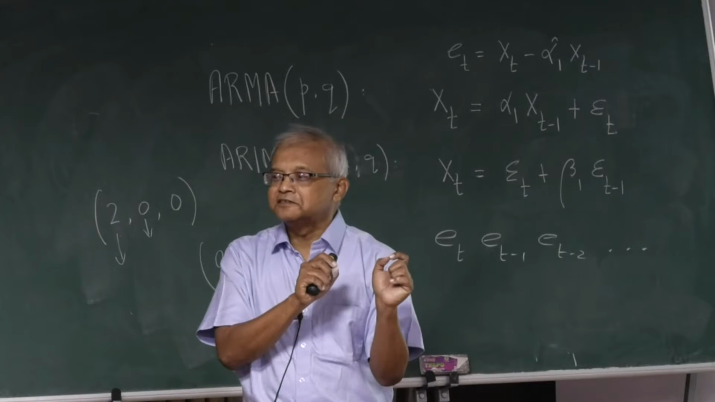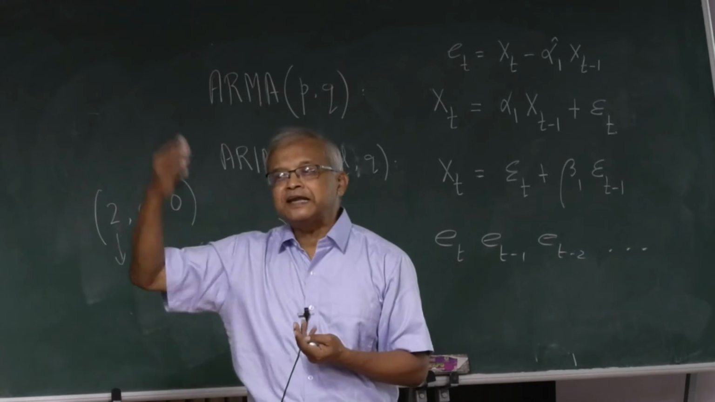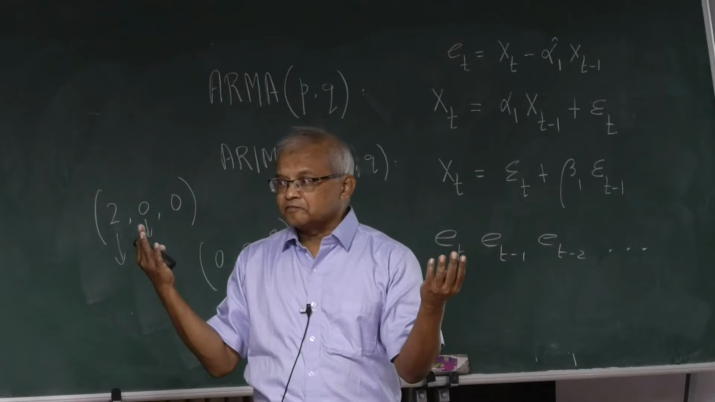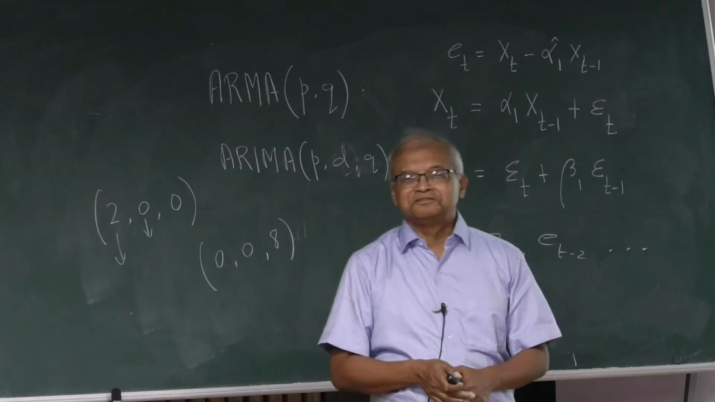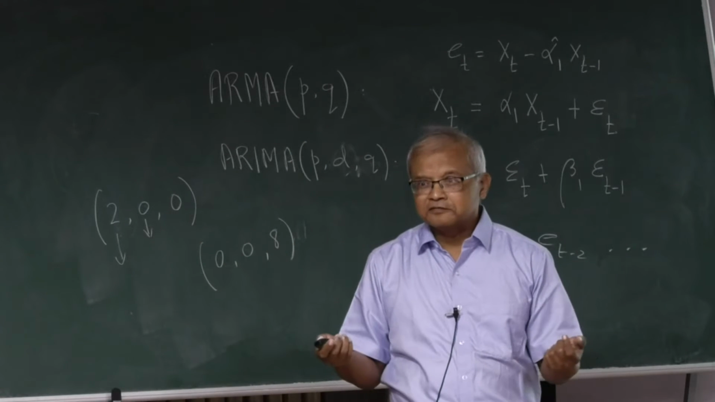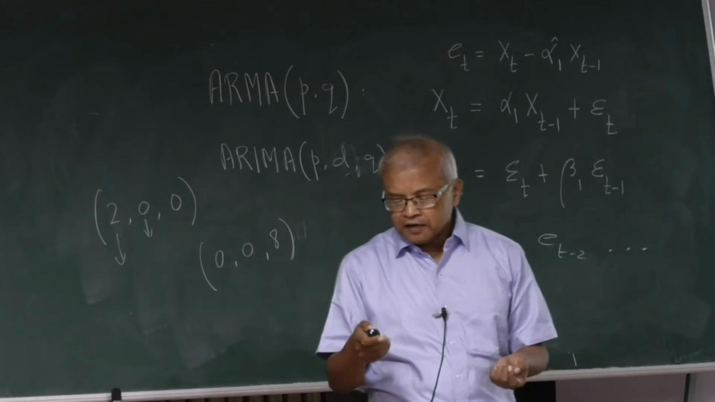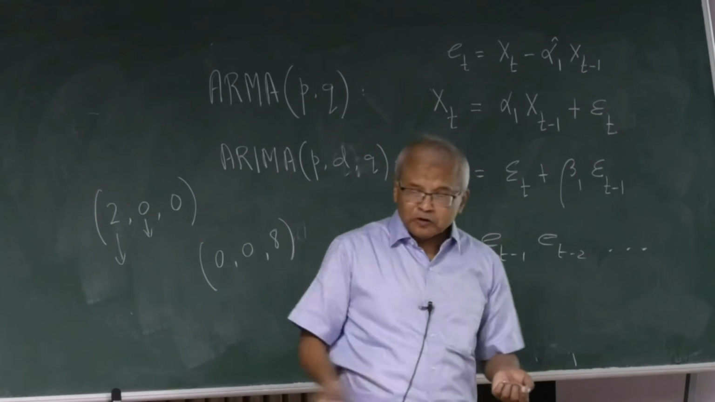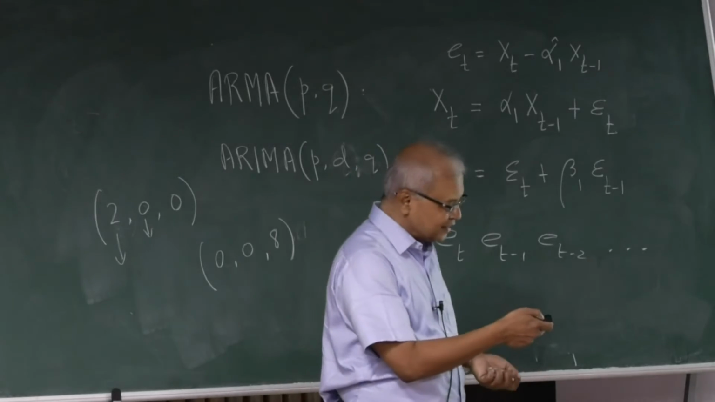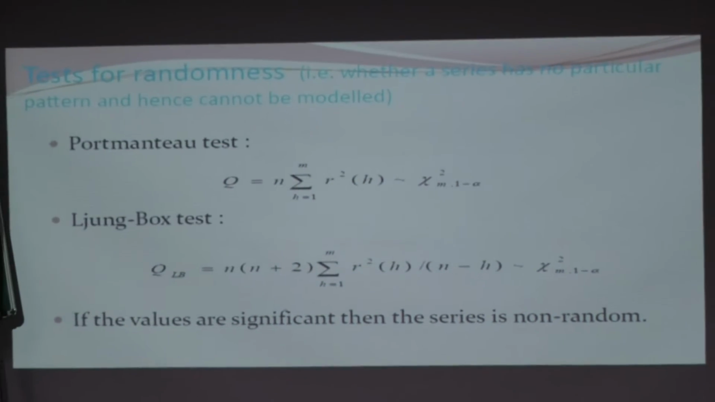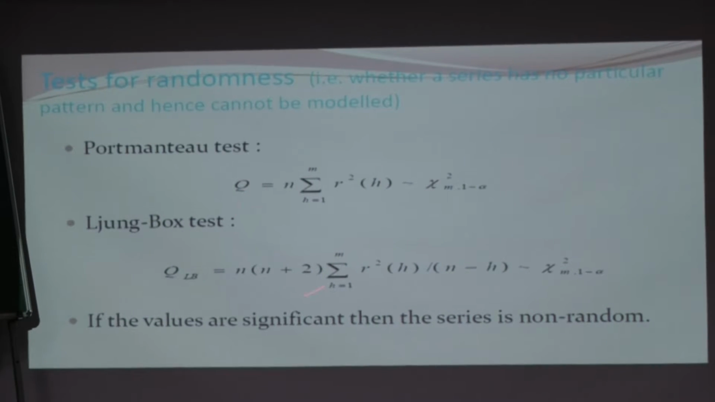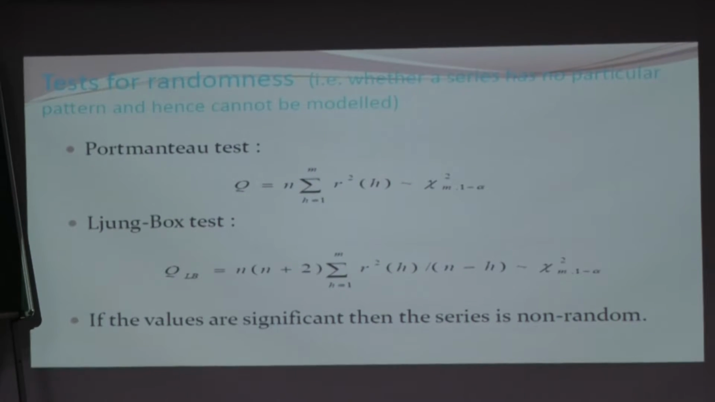Do you get my point? Because the original x_t might itself be random, there was no pattern in it. You fit an ARMA and you get 0, 0, 0. Okay, that can happen. So you can check at the very beginning, and then if you need a model, you fit the model in, and then you check for the residuals. If the residuals are random, then you can say that you have got a reasonably good fit.